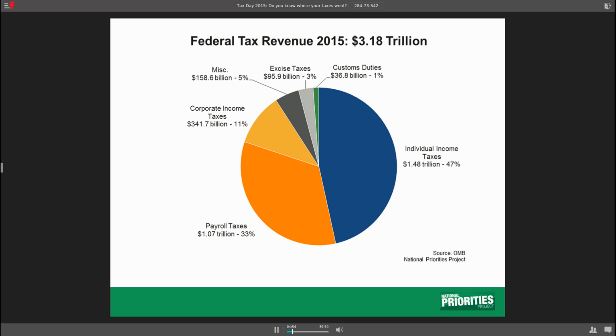And then after that are smaller sources like corporate income taxes, which is only 11% of all federal revenues in 2015. And we will be looking at some of these other things today in comparison to individual income taxes to see how the federal government pays its bills.